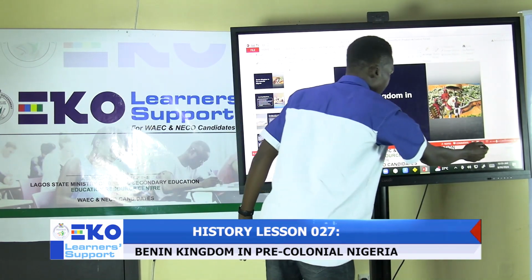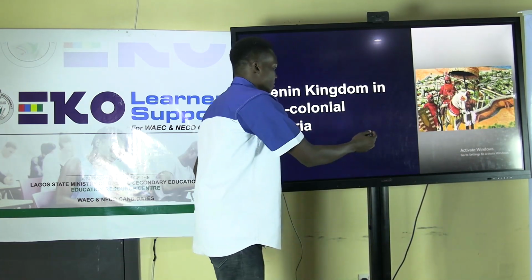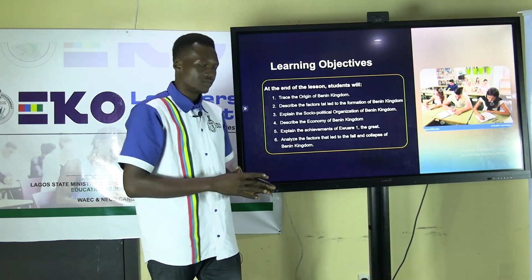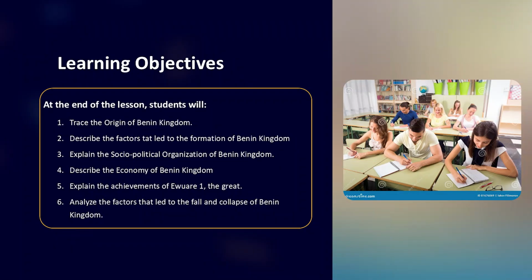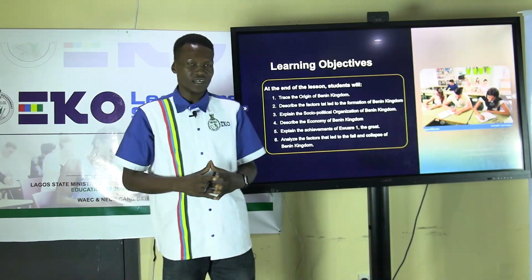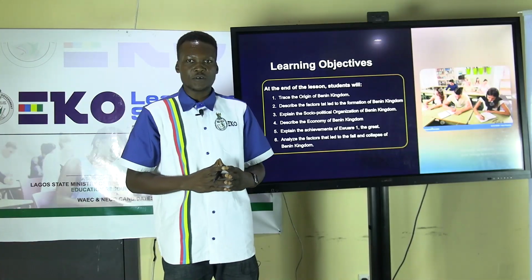At the end of today's class, students will, 1, trace the origin of Benin Kingdom. 2, describe the factors that led to the formation of Benin Kingdom. 3, explain the socio-political organization of the Benin Kingdom. Students will also explain the achievements of Ewuare I, the Great. Then lastly, students will analyze the factors responsible for the decline, fall, and collapse of the Benin Kingdom.